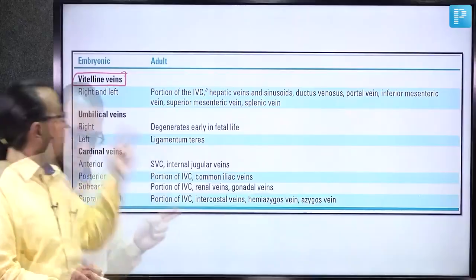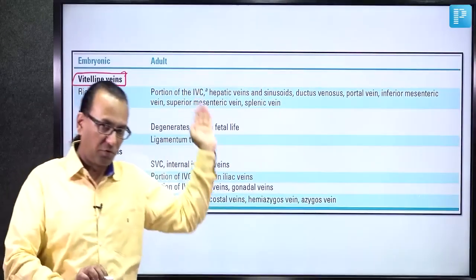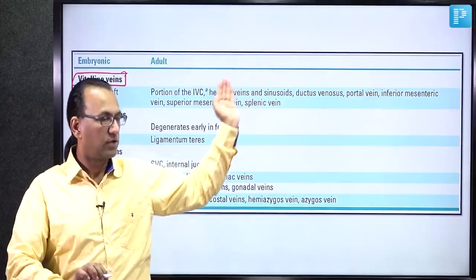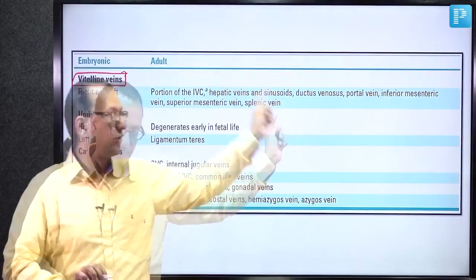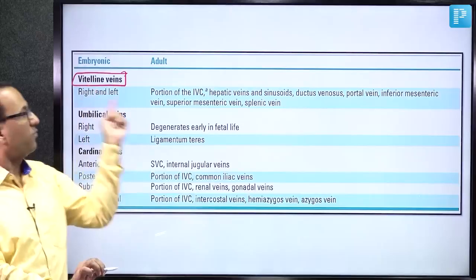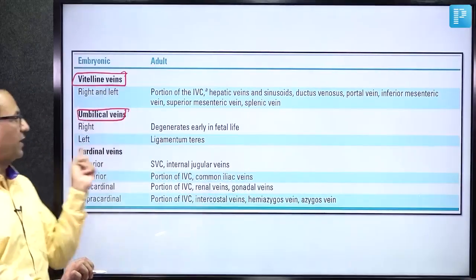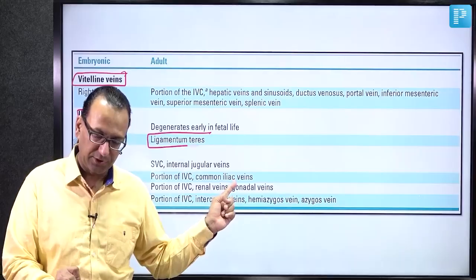Now here is the table which will tell us about the various derivatives of the three embryonic veins. The vitelline veins basically form the portal venous circulation, absorbing nutrients from the gut tube and carrying them to the liver for metabolism, and further the metabolites should be carried towards the heart, all contributed by the vitelline vein. Whereas the umbilical veins degenerate, and it is the left umbilical vein which will form the ligamentum teres later.